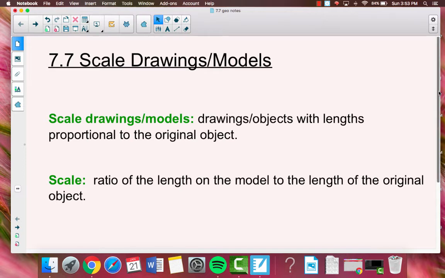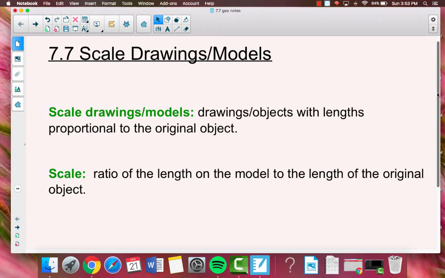And then a scale is a ratio. Remember, we said in the whole chapter so far, a ratio is just a fraction of a length of a model to the length of the original object. Now, sometimes we may not necessarily talk about specifically length, but as long as you know that a scale is a ratio of the model to the original, that's all you need to know.